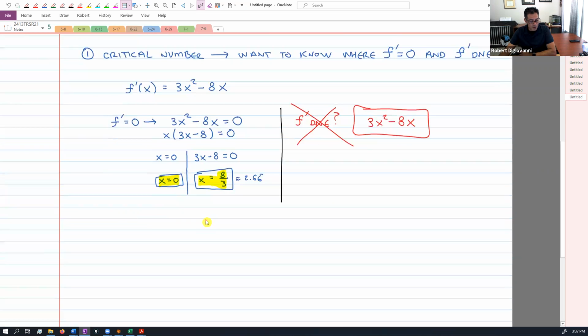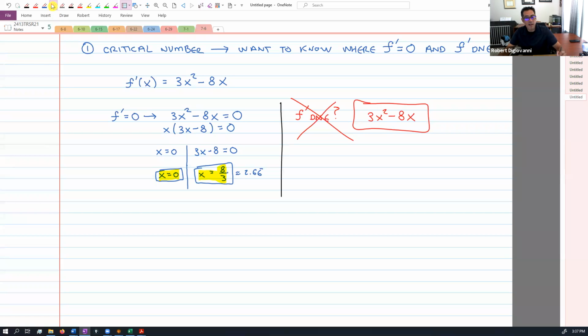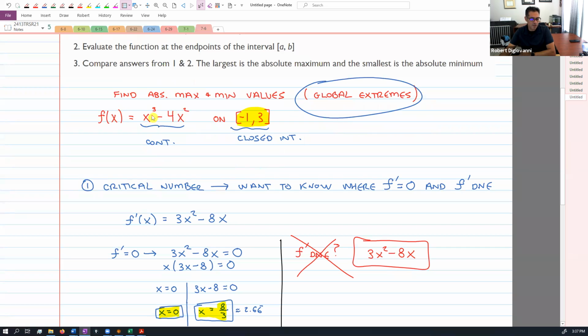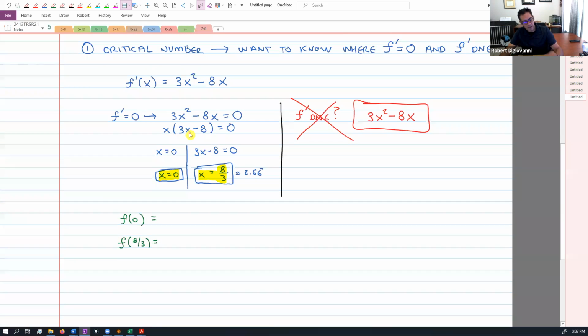So now I take those two answers and plug them into the original function f. I plug in 0, and I take 8/3 and plug it into the original function. The original function was up here, x cubed minus 4x squared. It'll be easy to plug in 0 because I just get 0. 8/3 might take some work: 8/3 cubed minus 4 times 8/3 squared. I will need my calculator.